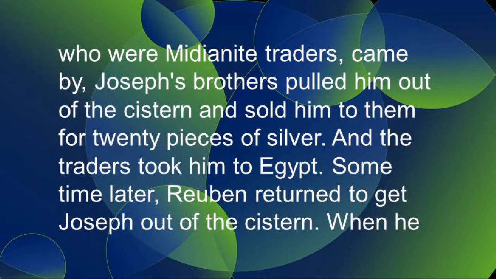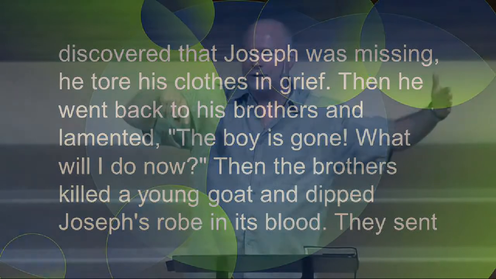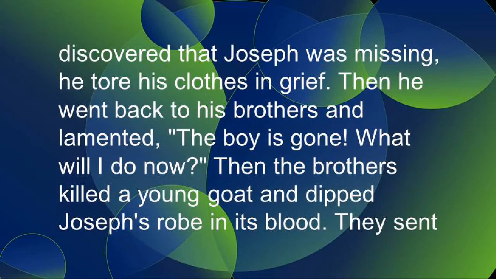Sometime later, Reuben returned to get Joseph out of the cistern. When he discovered that Joseph was missing, he tore his clothes in grief. Then he went back to his brothers and lamented, "The boy is gone, what will we do now?" Now the insinuation is they never tell Reuben what they did. So Reuben's going to really get a shock later on, but that's the insinuation. We don't know that, because of, what will I do now?